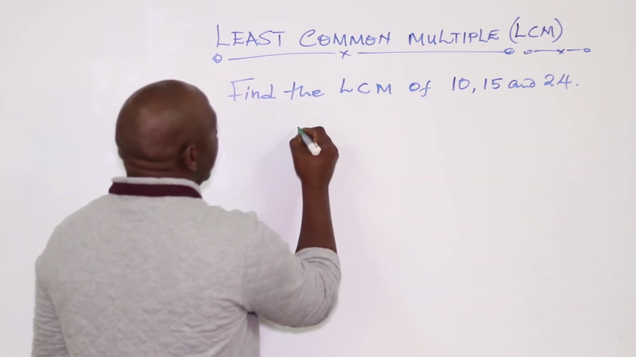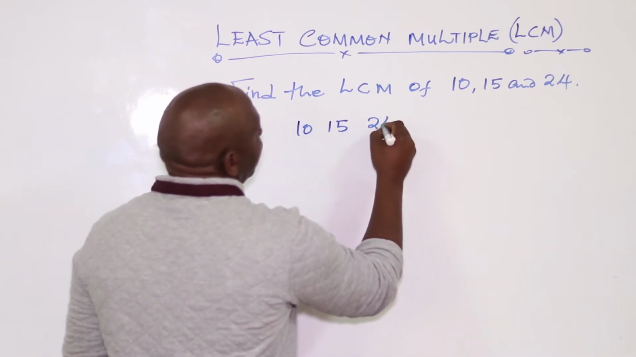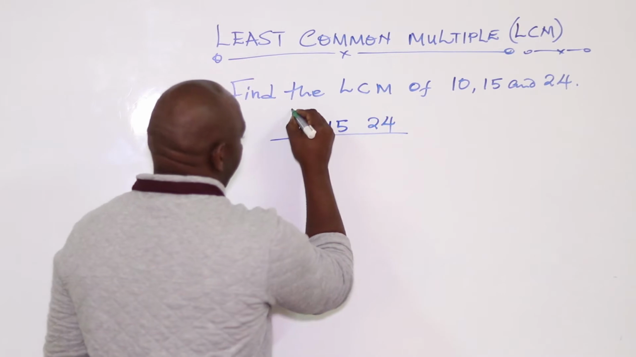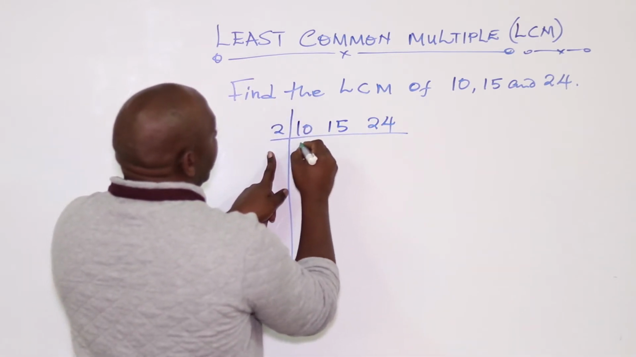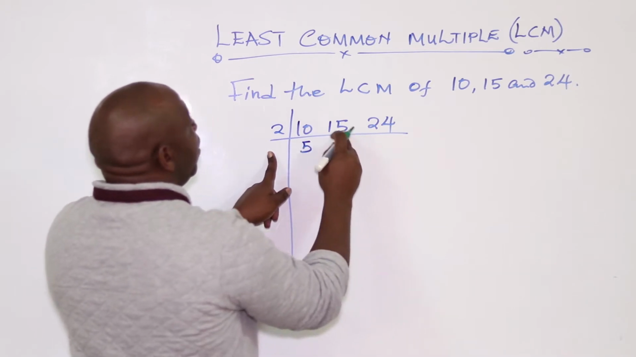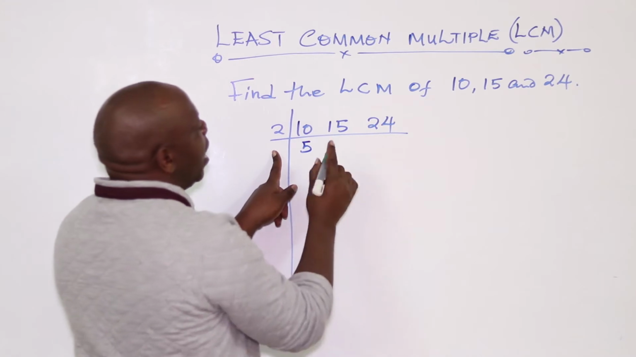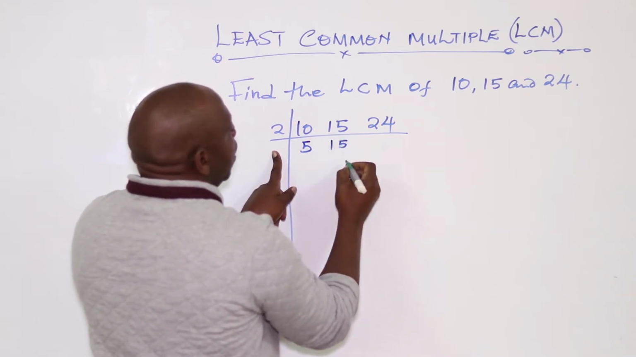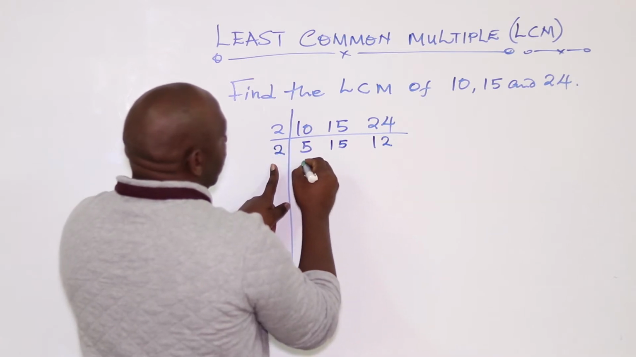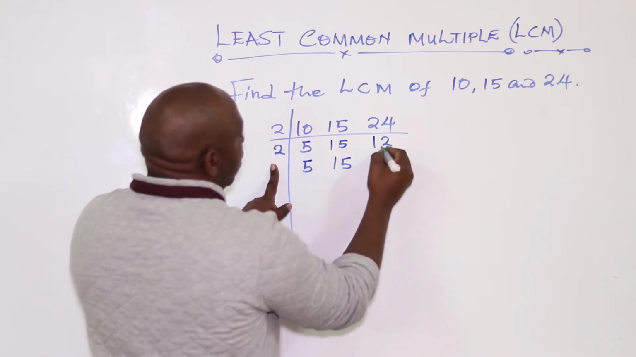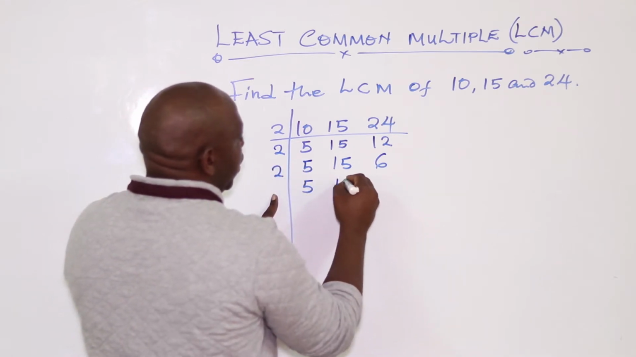So if you are given 10, 15, and 24, divide by 2: 10 gives 5. 15 divided by 2, you do not get a whole figure, and therefore you write it as 15. 24 divided by 2 is 12. Again by 2: 5, 15, and 6. By 2 again: 5, 15, 3.